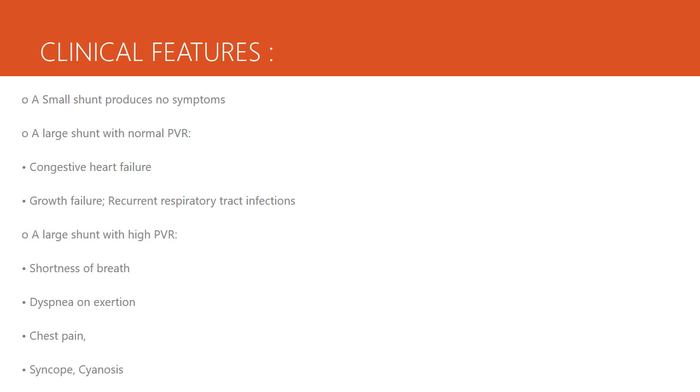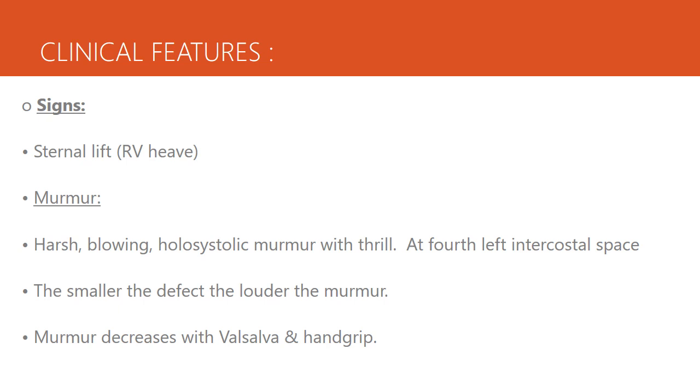So a small shunt usually produces no symptoms and resolves on its own. However, a large shunt with normal pulmonary vascular resistance can lead to formation of congestive heart failure, growth failure, recurrent respiratory tract infection due to backflow to the lungs. A large shunt with high pulmonary vascular resistance can lead to shortness of breath, dyspnea on exertion, chest pain, syncope, and cyanosis. So a VSD can lead to increase in the pressure in the pulmonary circulation.